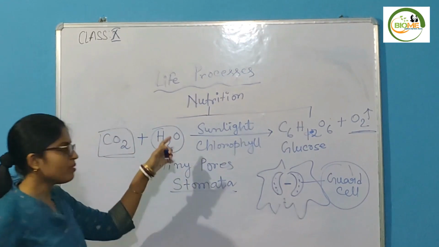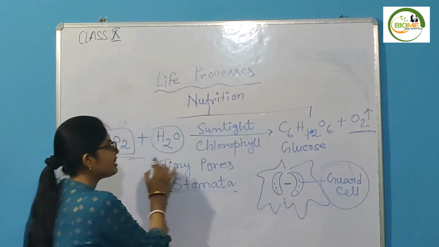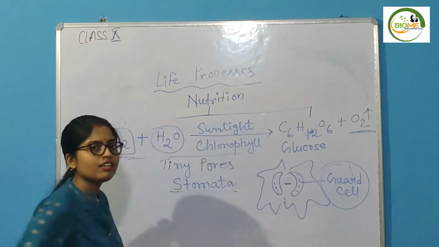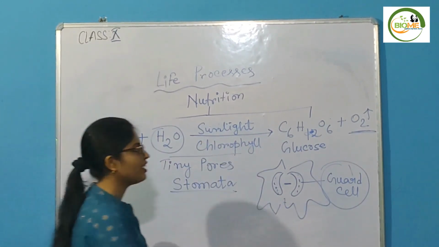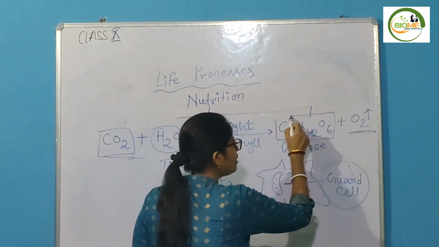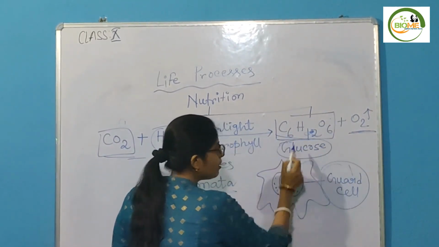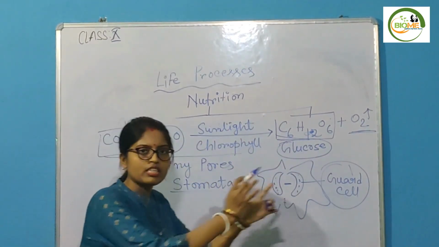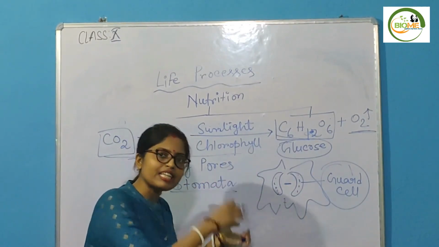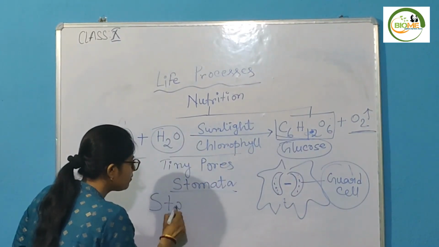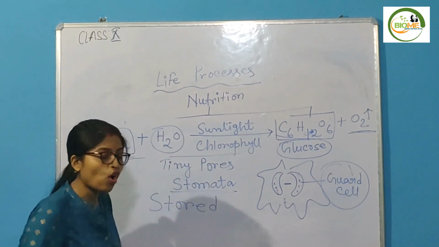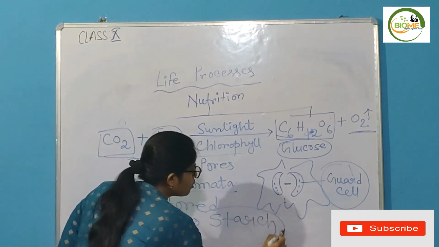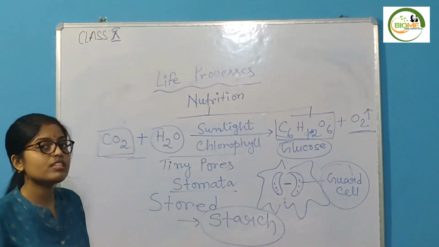So from this video we can understand the chemical equation for photosynthesis, where light energy is converted into chemical energy, and this energy is stored. Where is it found? It is found in glucose, and some of this glucose is utilized in the plant body and some is stored in the form of starch.